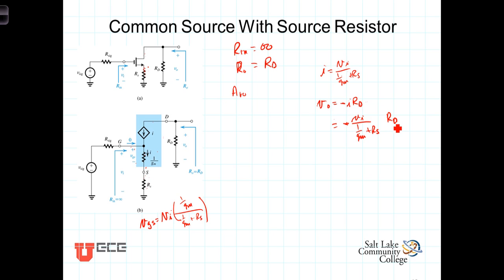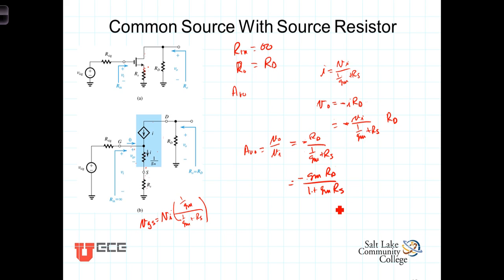So we can now calculate AV0, which is just V out over V in, without the load resistance, and is equal to negative R sub D divided by 1 over G sub M plus R sub S. Removing the compound fraction, we get that this is equal to negative G sub M R sub D over 1 plus G sub M times R sub S.